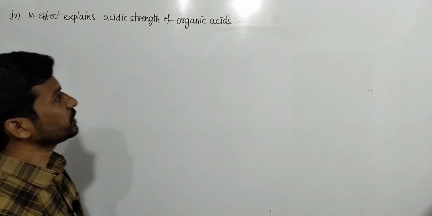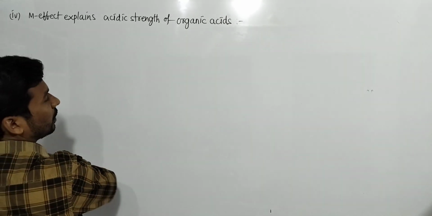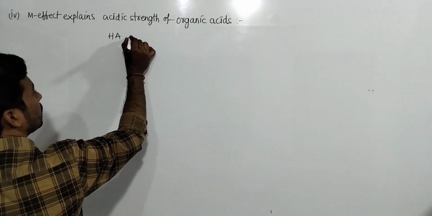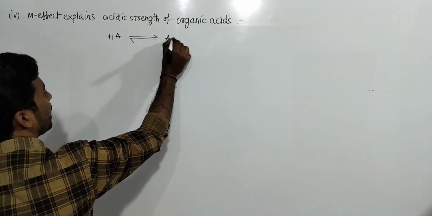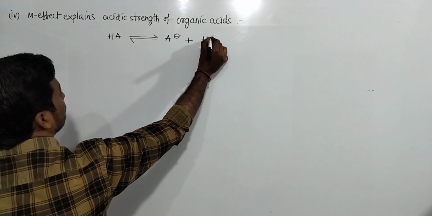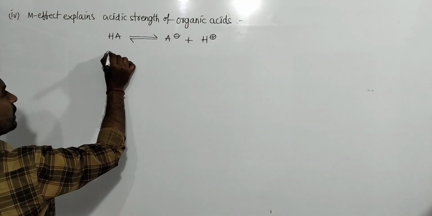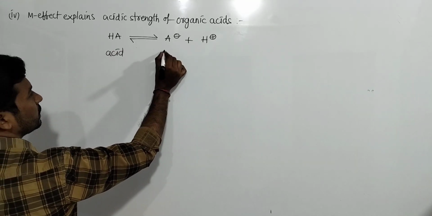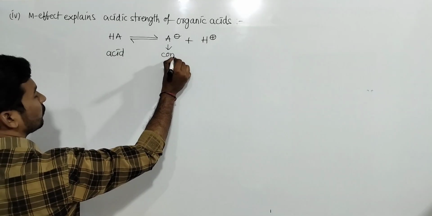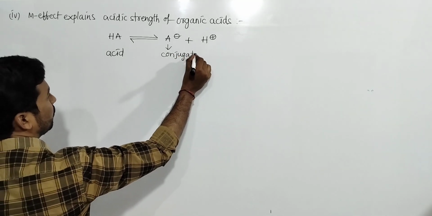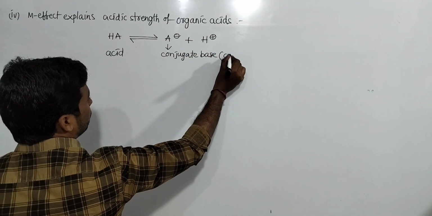Mesomeric effect explains acidic strength of organic acids. You know, for organic acid, or any other acid, denoted with HA, HA gives A minus and H plus ion. So it produces H plus ion. This HA produces H plus ion, so this is the acid, and this A minus is the conjugate base, CB.